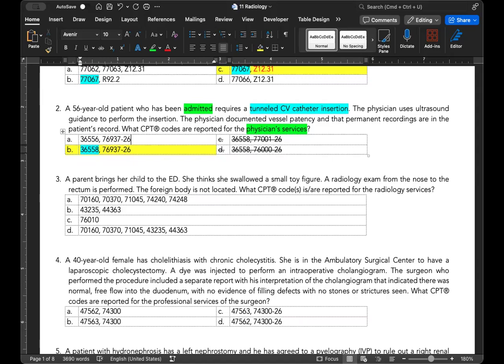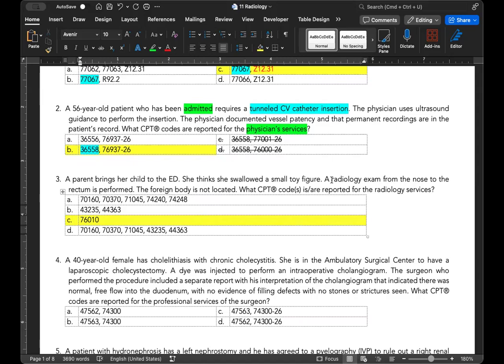So 76010, our code description for that is going to be radiologic exam from nose to rectum for a foreign body, single view on a child. Does everybody see that that's why we would use the 76010 versus using individual x-rays for each individual portion of the body?